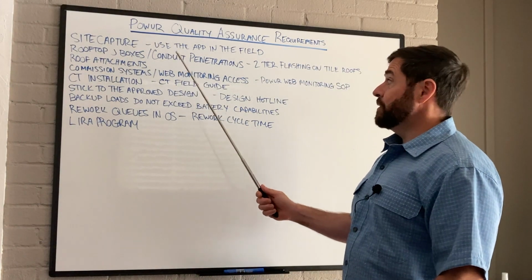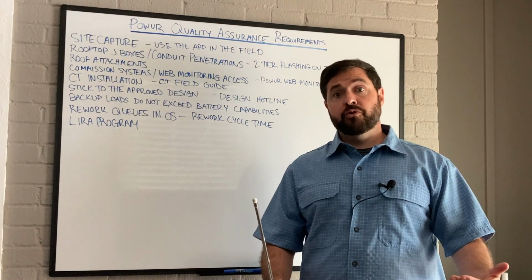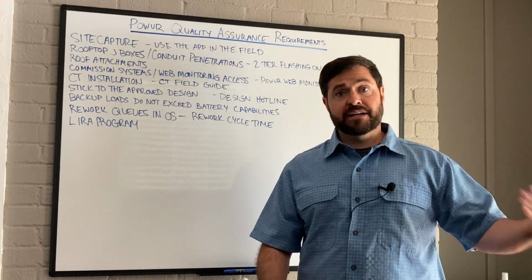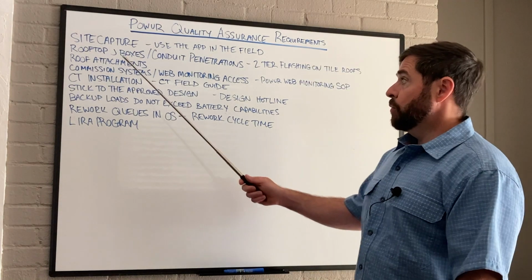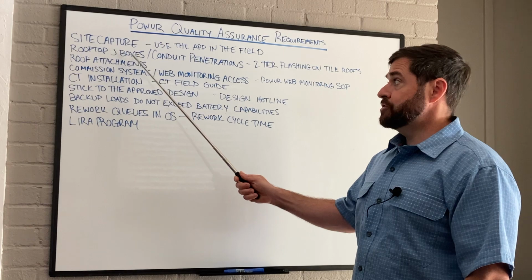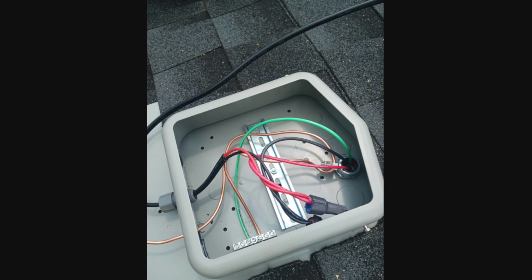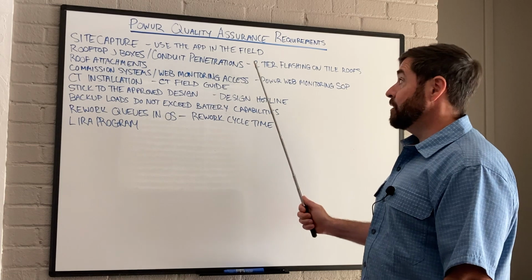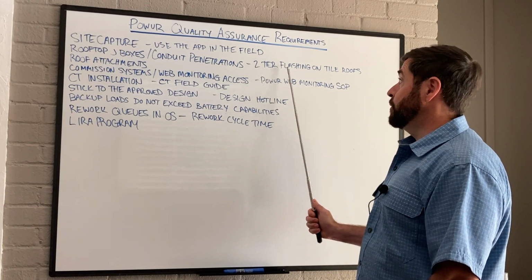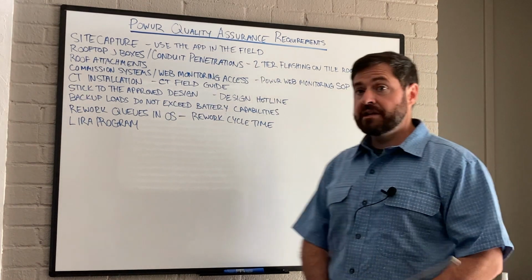So next thing we're always looking for is preventing roof leaks and preventing defective installations from ending up in the O&M department. So we're really going to be focused on those rooftop junction boxes being flashed correctly, conduit penetrations being flashed correctly. On tile roofs, this is really important. We want a two-tier flashing method.